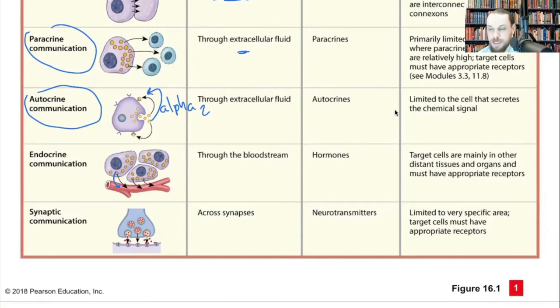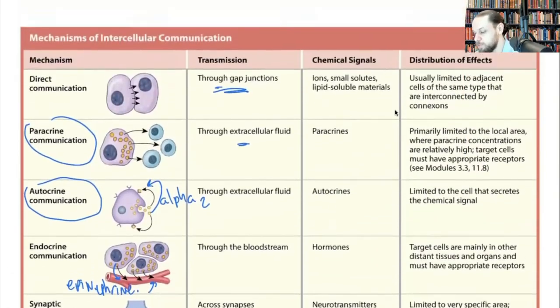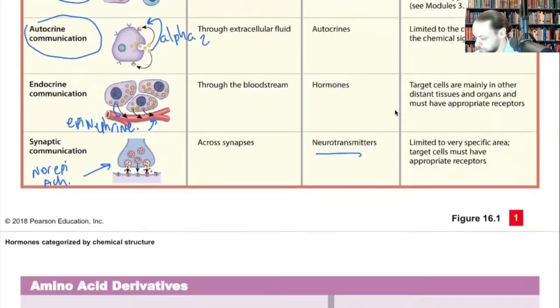We learned about that in the neuro chapter. Here you have neurotransmitters such as norepinephrine, or you have acetylcholine. In the previous example, it was epinephrine, which was made by the adrenal medulla and is usually secreted into your bloodstream. And then you have norepinephrine or acetylcholine, which is secreted by the terminal ends of your neurons, and they are communicating across the synapses, right? So an example would be a neurotransmitter. So these are some of the examples of intracellular communication.